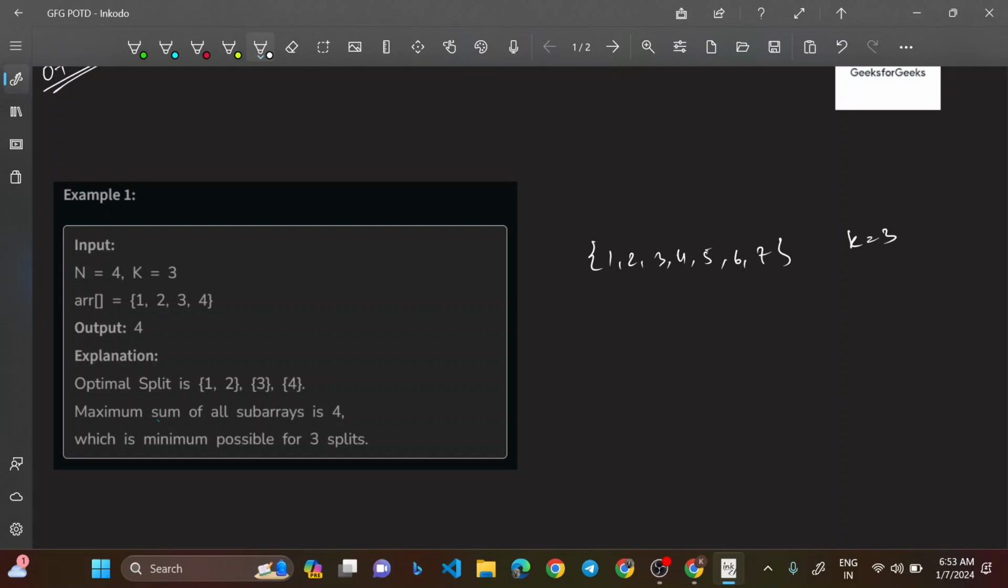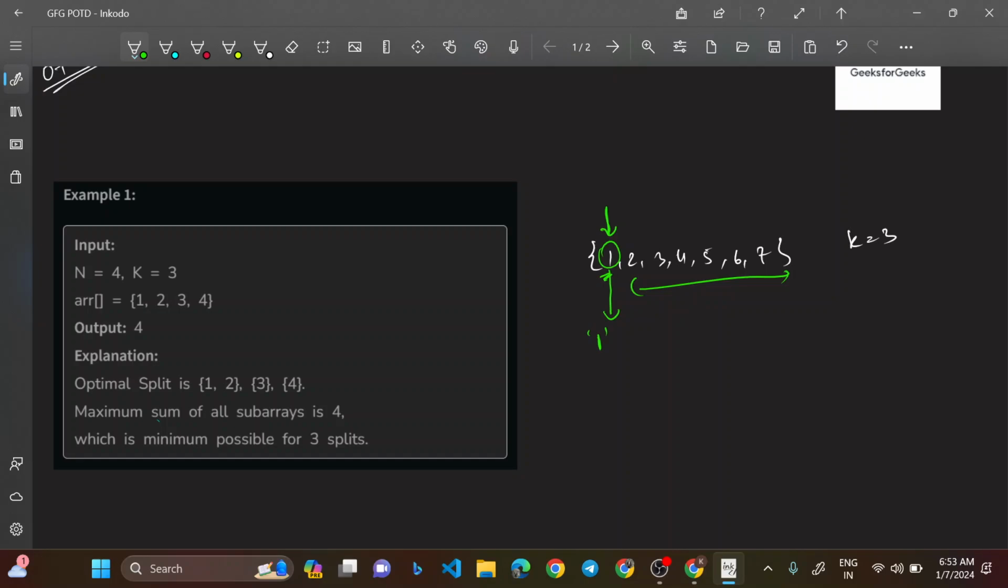Now what is your approach? What is your naive approach that you're going to take? You'll be starting on this particular element for sure, right? There are two choices from there. Either you can say that no, I'll only confine this one element to be a particular subarray, so that your number of subarrays would be 1. You have already formed one subarray, and still you need to form two subarrays with the remaining elements, right?